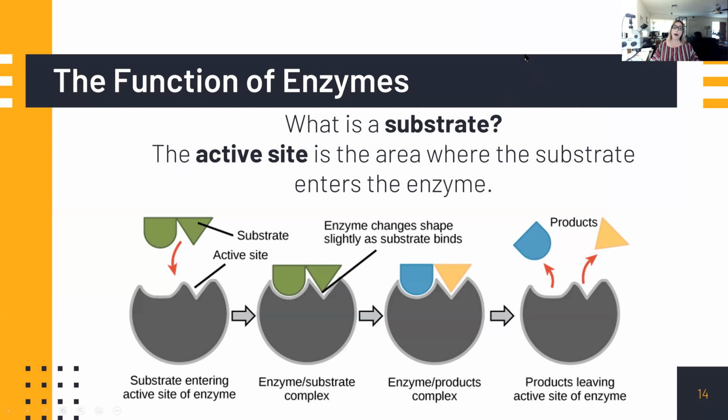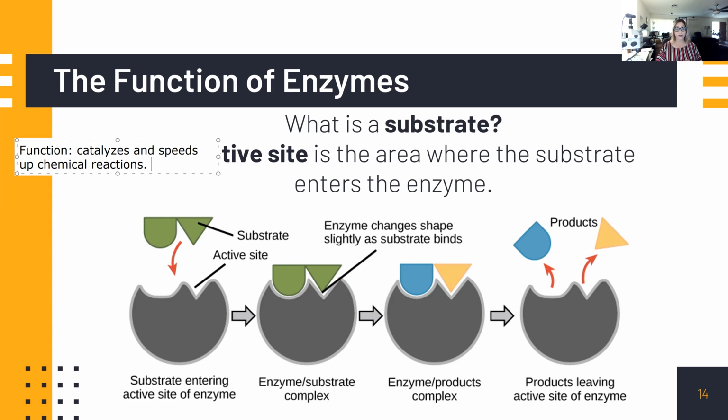So let's talk about the function of an enzyme. Now, hopefully you recall that an enzyme is a protein. And this is one of the major functions of proteins. So an enzyme catalyzes and speeds up a chemical reaction. Now remember that catalyzes means it begins the reaction. It helps get it started. So I'm going to write this down here. Catalyzes and speeds up chemical reactions.